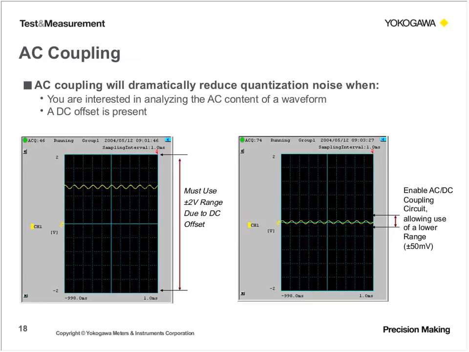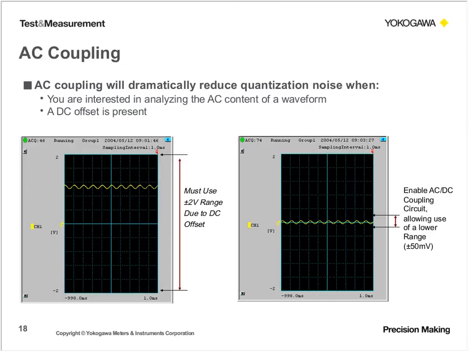And when you think of AC coupling, I'm sorry, not AC coupling noise, but AC coupling will reduce the quantization noise. And the way it does this is you can think of AC coupling as a high-pass filter where essentially you're removing the DC component. So in this example here on the left, the graph is using the full range, but there you have a DC offset, which is affecting the measurement.